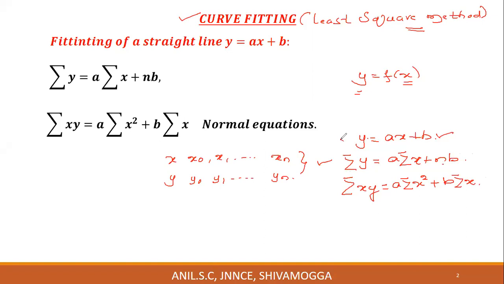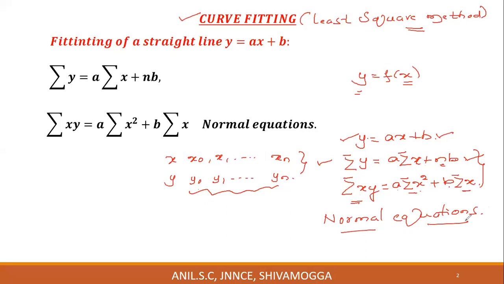Take summation on both sides for this straight line. Summation y is equal to a into summation x plus n into b. N is the number of set of values specified here. Next, multiply this expression throughout by x. Summation xy is equal to a into summation x square plus b into summation x. These two equations are called normal equations. They are very important equations in solving these kind of problems.